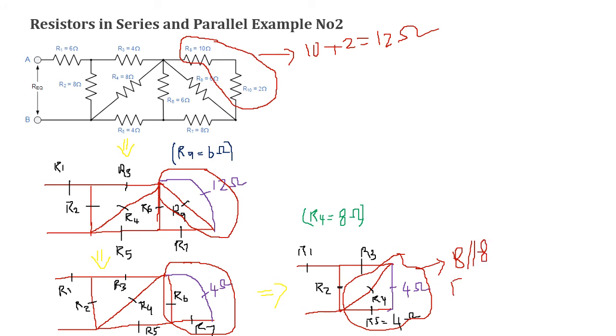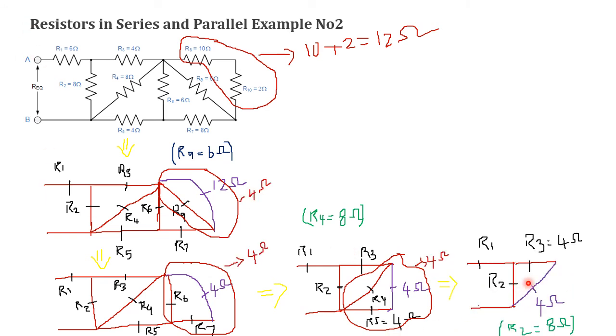Therefore R equivalent will be the product of two resistors over the sum of two resistors. So that will be equal to 4 ohm. Then we can take out these three resistors and replace them with a single 4 ohm resistor here. So I am going to again redraw the simplified circuit.